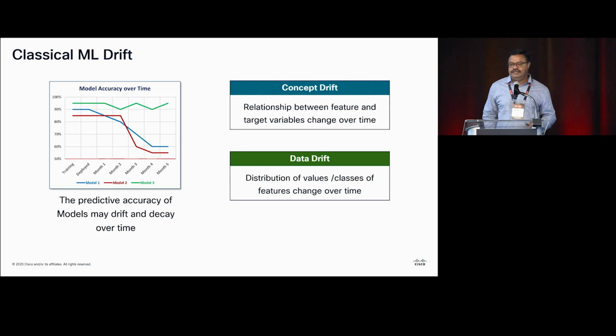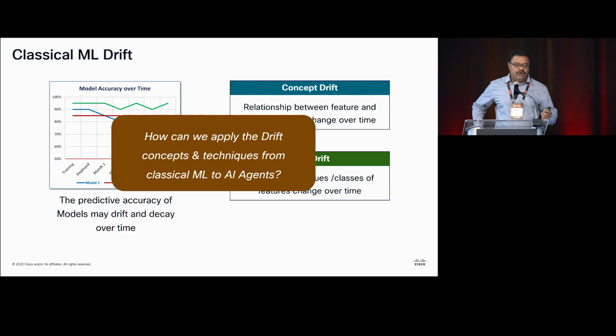This is already there. And our challenge in Cisco, when we are building agents, is how can we take these concepts and apply them to AI agents? Are they still one and the same, or are there more challenges, more things to look at? What we learned from that, and the lessons learned, is what I'm going to be talking about in this session.